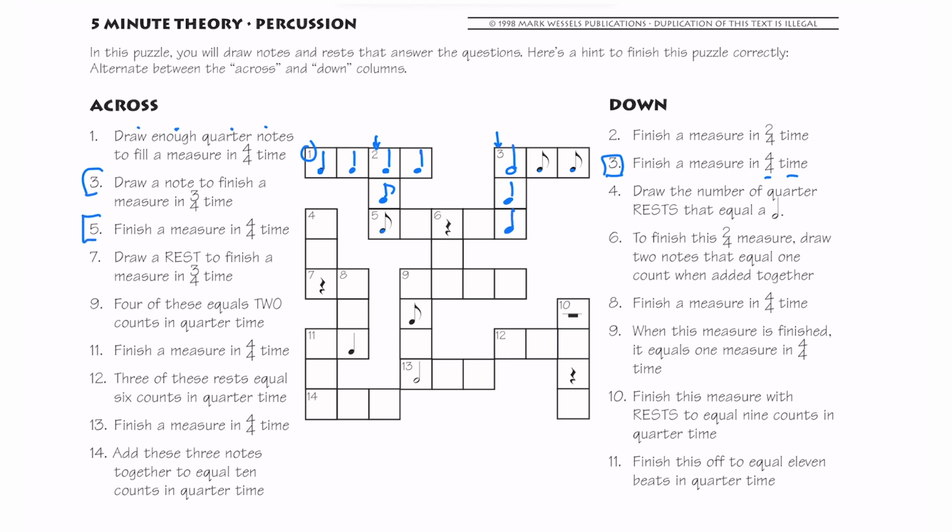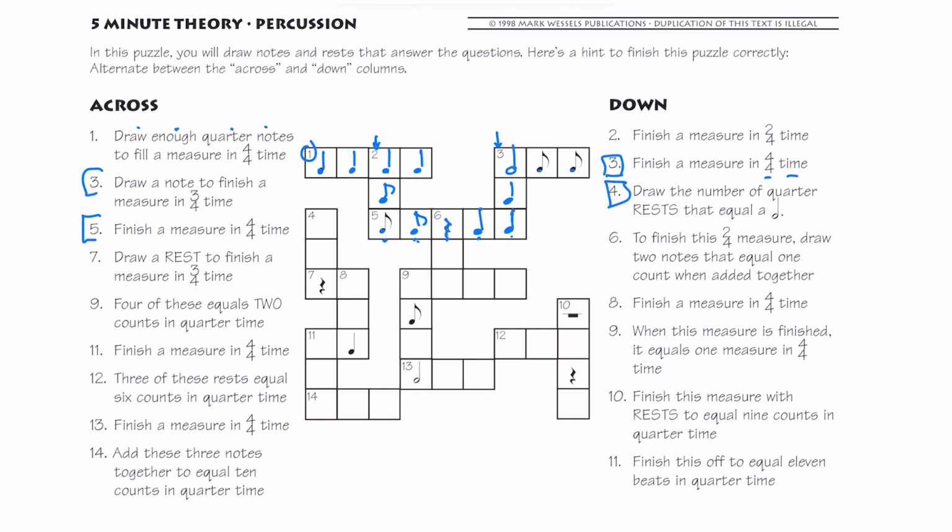Number 5 across. Finish a measure in 4/4 time. All right, so I have half of a count. A quarter rest is another count, 1.5. A quarter note is a count. That's 2.5 counts. So I know that I need that half count, right? That would make it 3. And now my last box here is 1 count. So here's 1, 2, 3, 4. Okay, if I counted it, 1 and rest, 3, 4. All right, you getting the hang of this? Okay, where am I at?